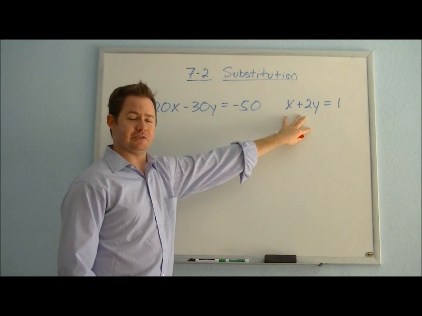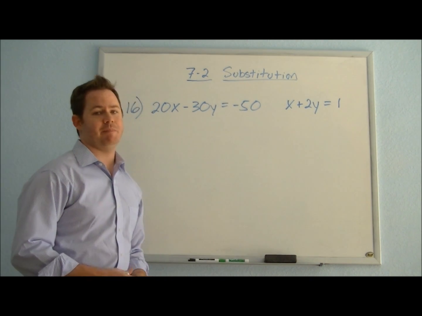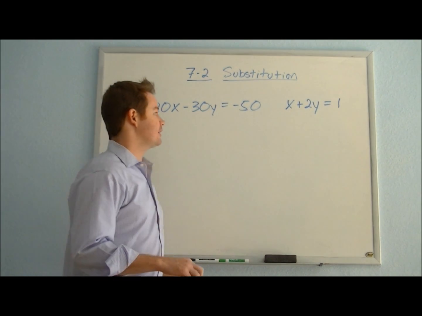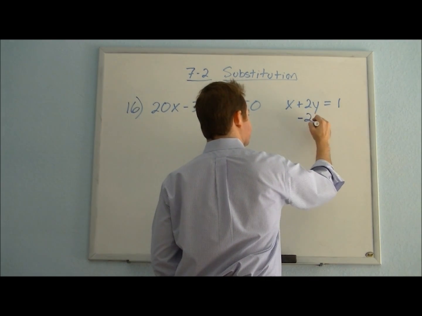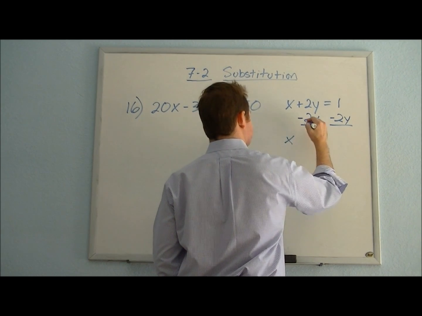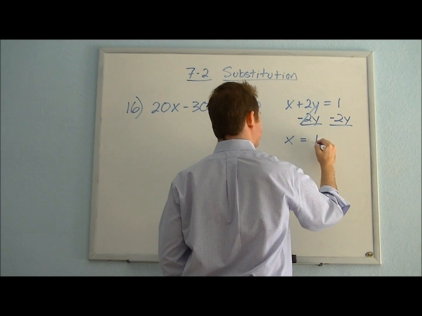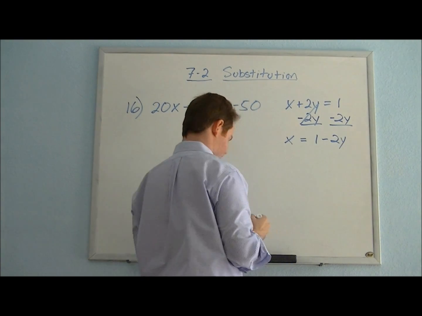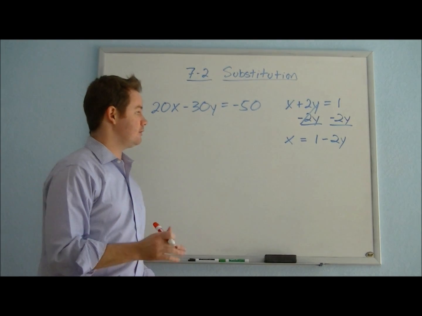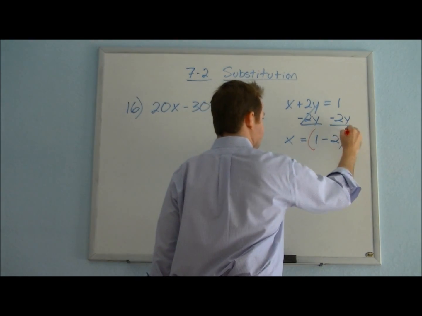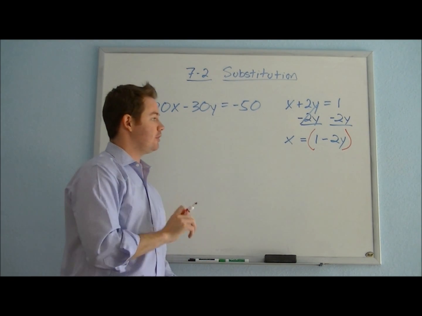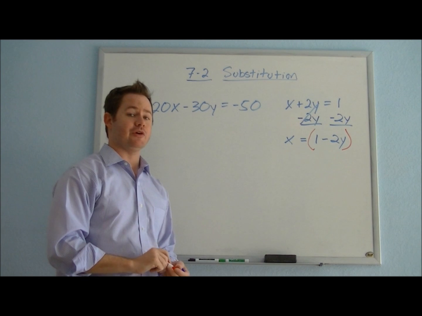So if we want to get x by itself over here, what's our first step? If you said subtract 2y from both sides, you're correct. So to get x by itself, we need to get rid of the 2y. So x, after you cancel that out, will be equal to 1 minus 2y. Now similarly to what I did in video part 1 of substitution, I'm just going to surround what x is equal to with parentheses so that we can see where those parentheses get plugged in to our other equation.